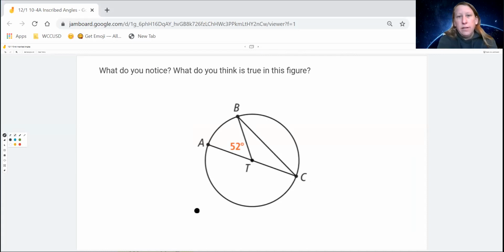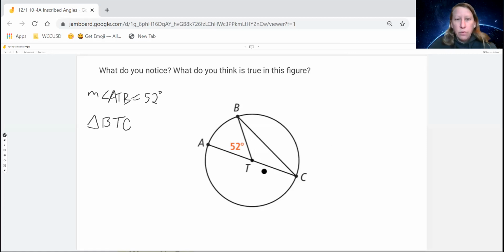I see 52 degrees, okay? And maybe that's the measure of angle ATB is 52 degrees. What other things do we have in this picture? We also have a triangle. Do we see a triangle? Yeah. Triangle BTC is a triangle. What's this point called? T. And what is it? It's the center. So point T is the center of the circle. What else?